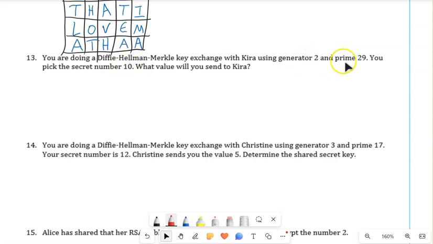You use the generator and prime to get an exchange value that you send to Kira. She does the same stuff with her secret number to get an exchange value. She gives it back to you. And then you guys use the generator and prime one more time with the exchange values and end up with the same encryption key. You then use that encryption key with some encryption method, and you guys can have your own code, essentially.